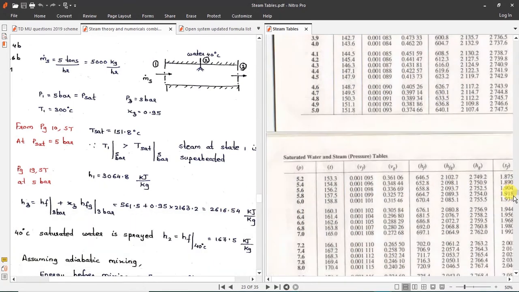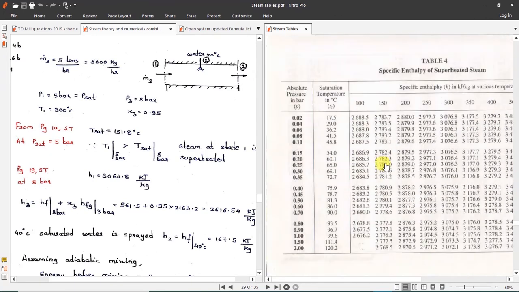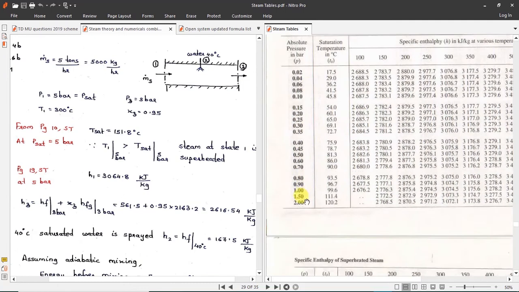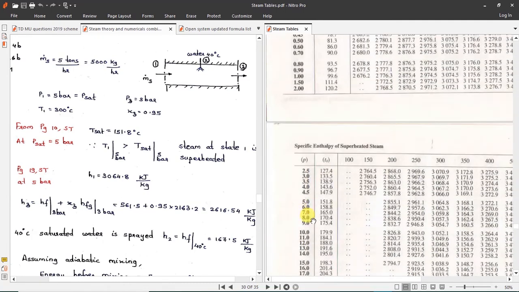We'll go to the specific enthalpy of superheated steam. What is the pressure? 5 bar. So search for 5 bar pressure. This is 5 bar. Again here you can see 151.8. This is the saturation temperature, which is matching.